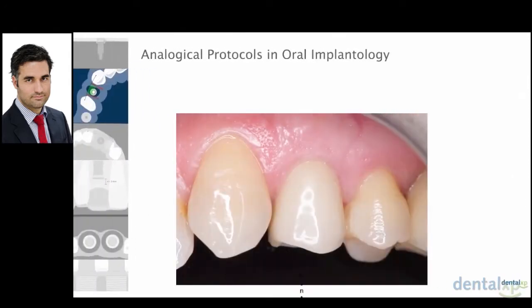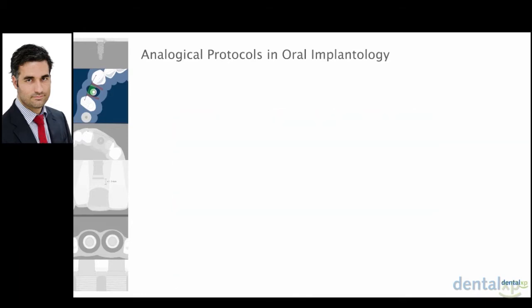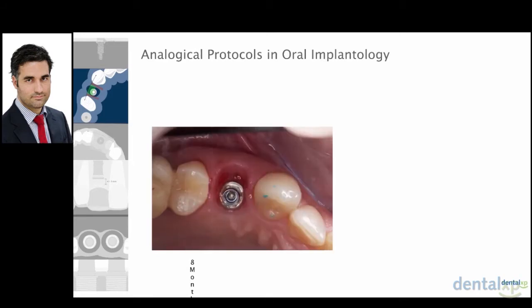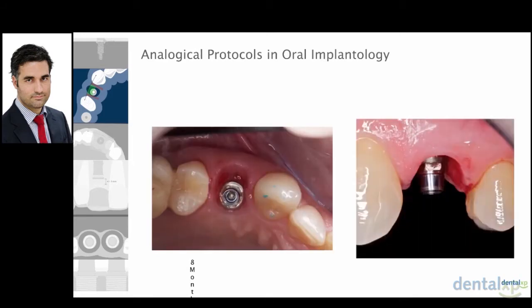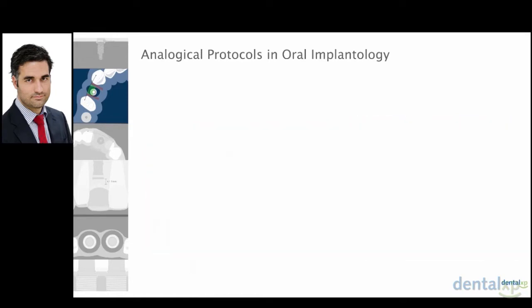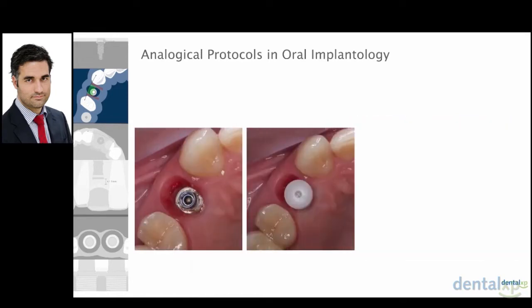Okay, this was some months after, more or less 4 months after. We could see that the soft tissue looks very good, and we go with the definitive prosthesis. Here we can see the emergency profile. It looks very good, it looks nice, and we decide to go with a definitive prosthesis.